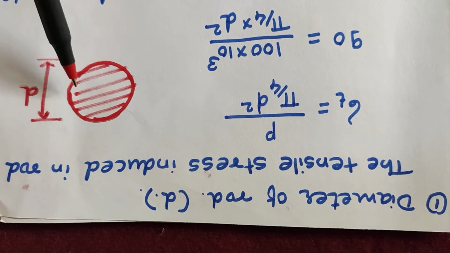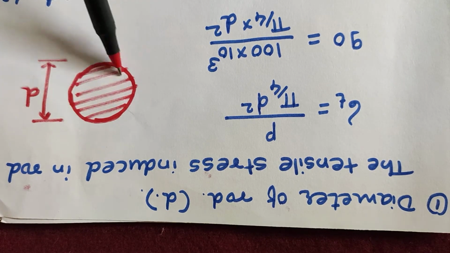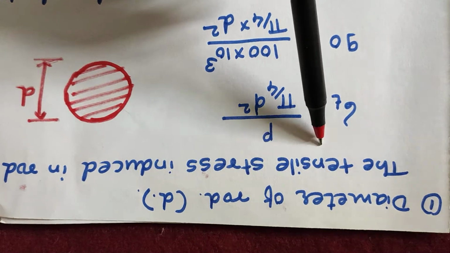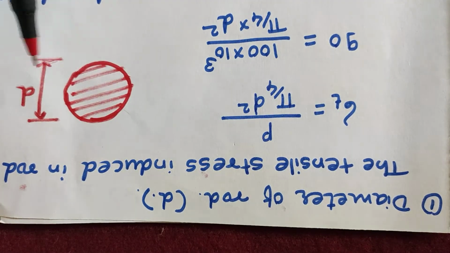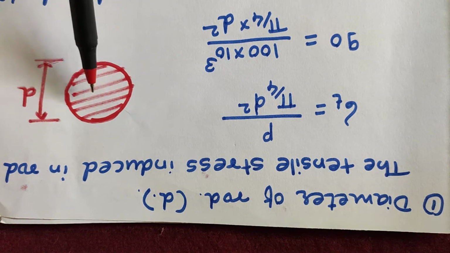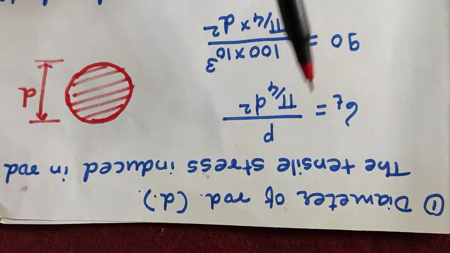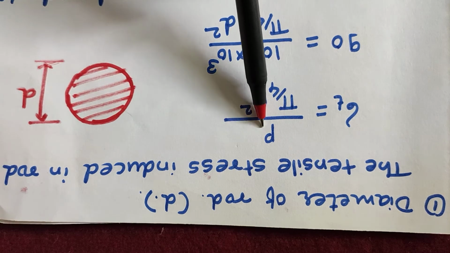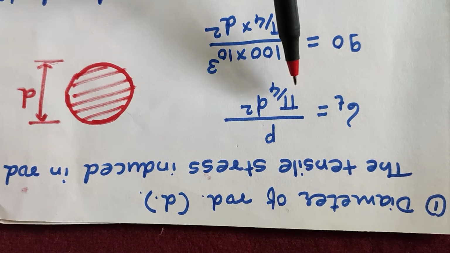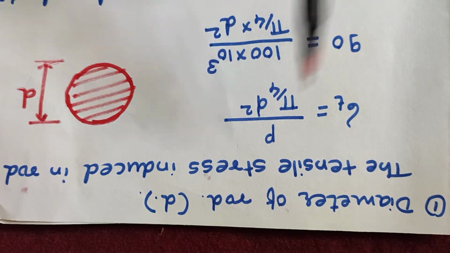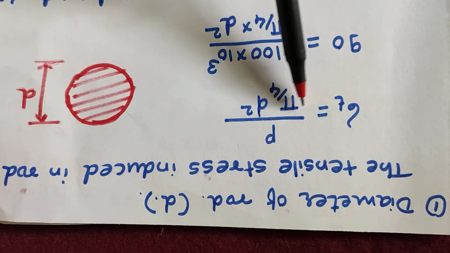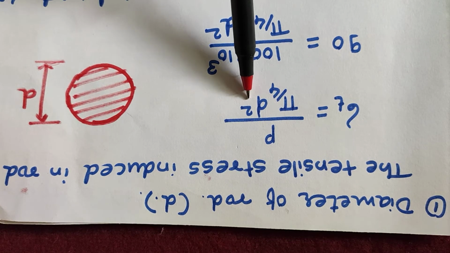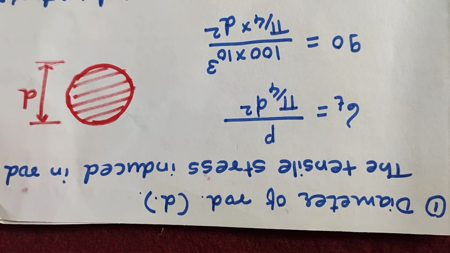This is the cross section area of the rod having diameter small d. So this cross section is subjected to tensile stress. The cross section of the rod is subjected to tensile stress. So the tensile stress induced in the rod is sigma t, which is equal to force acting on the rod, that is P, divided by cross sectional area of the rod. So sigma t equal to P divided by pi by 4 small d square. This is the area of cross section of the rod.